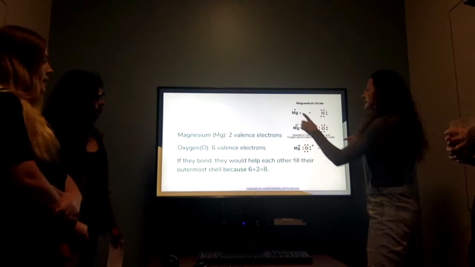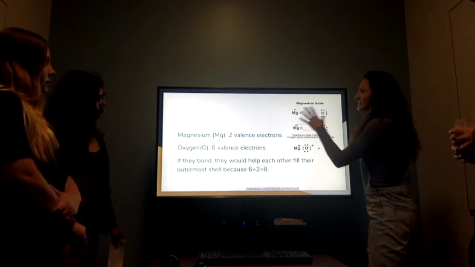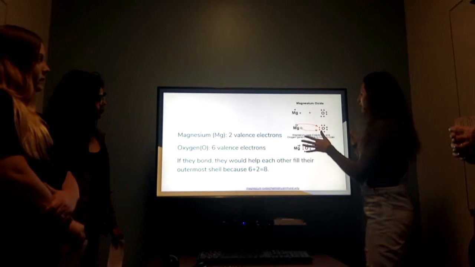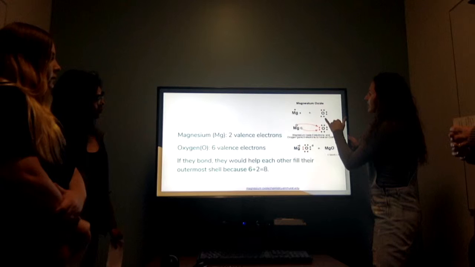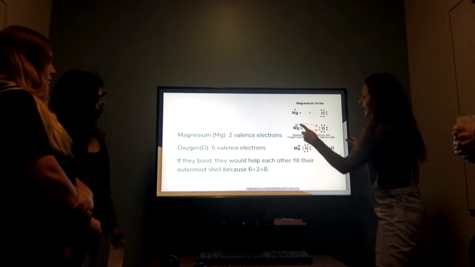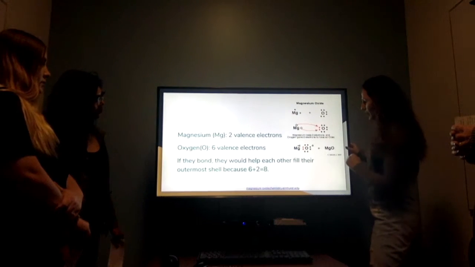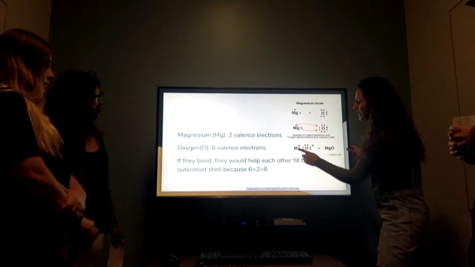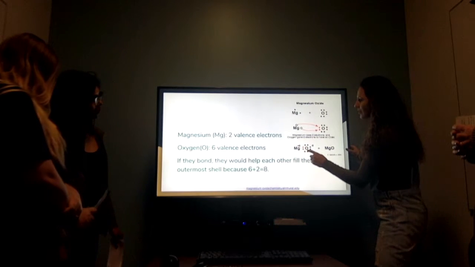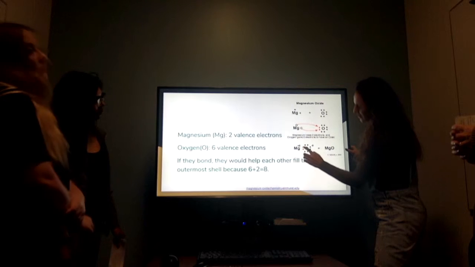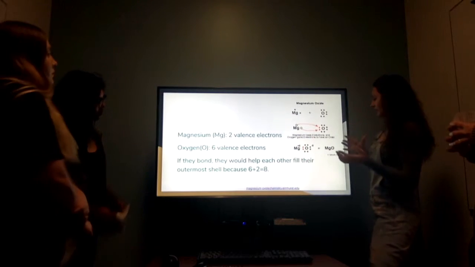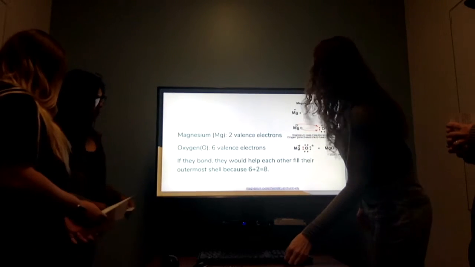And in this diagram, you can see these are the 2 valence electrons. This is the electron dot structure. And then you add it with the valence electrons of oxygen. And as you can see, they're sharing to help each other out. So magnesium gives oxygen its 2 electrons, while oxygen helps give the 6 to help balance each other out.